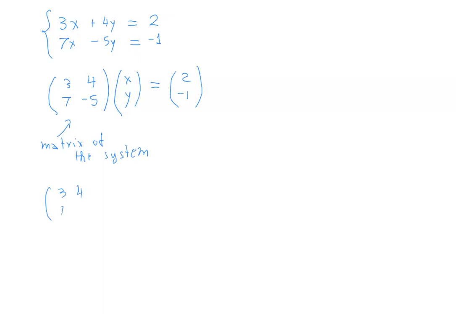And there is another matrix which is going to be relevant in our discussion, the matrix where we also attach the column of the constants. So this will be called the augmented matrix of the system. So the matrix of the system and the augmented matrix of the system.